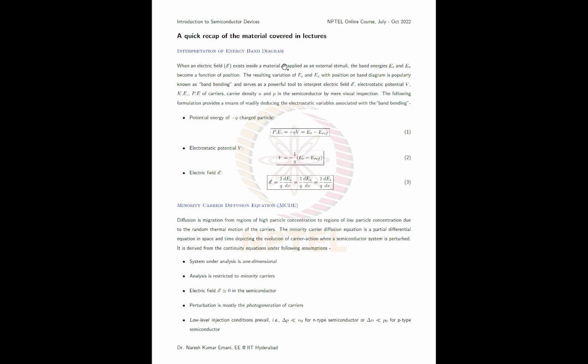When an electric field exists inside a material or is applied as an external stimulus, the band energies EC and EV become a function of position. So they are not constant throughout the semiconductor. They change as a function of position, and their values become dependent on the direction and magnitude of the electric field, and this is called band bending.